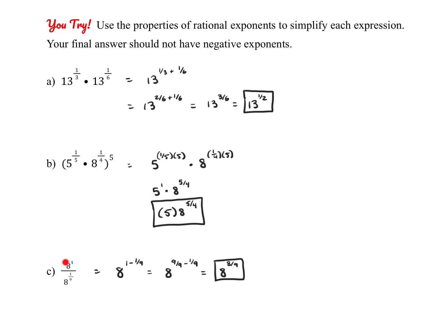And then last, here I'm using my quotient property because I have the same base. So I'm going to subtract the exponents, 1 minus 1/9. So 9/9 minus 1/9 is 8/9. So I have 8 to the power of 8/9.